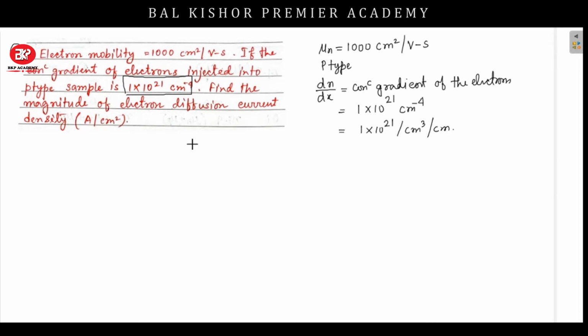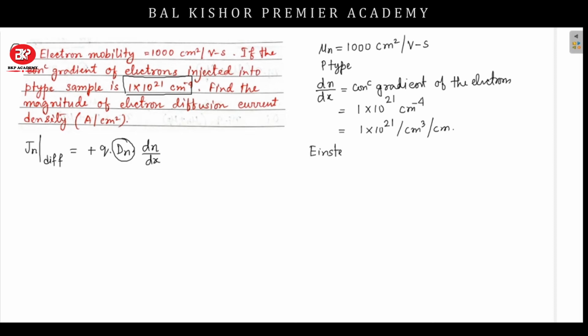So this is a question of diffusion current density. The current density due to the electron diffusion, so Jn diffusion is the current density due to the electron diffusion motion, that is nothing but plus Q into Dn into the concentration gradient dn by dx. Here I do not know the value of Dn, so we have to find the value of this diffusion coefficient, and this diffusion coefficient can be found from the Einstein equation.